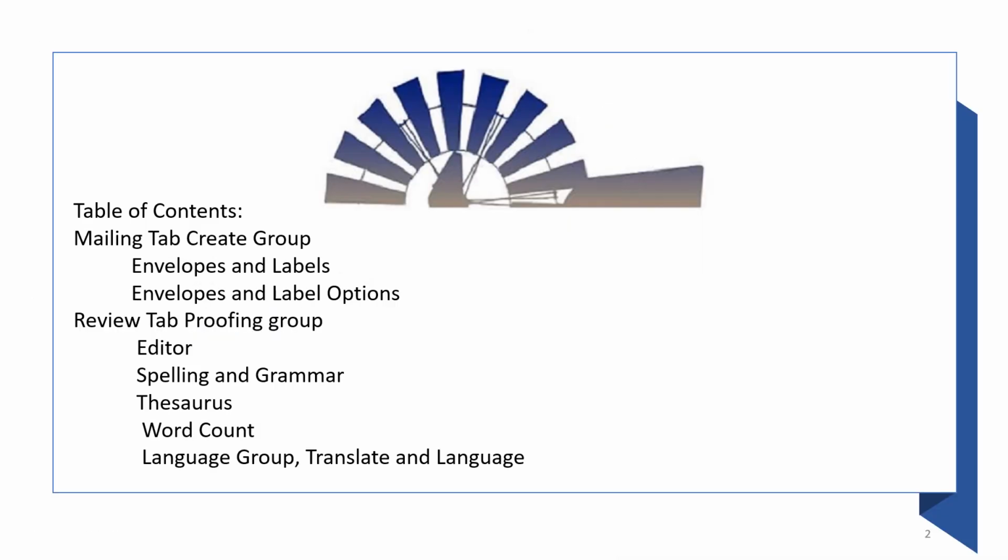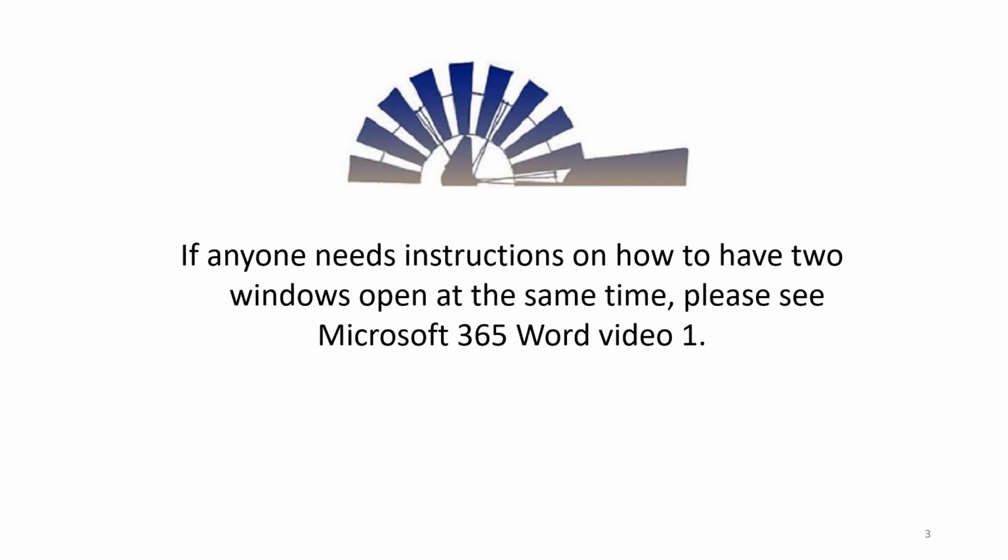Table of Contents: Mailing tab, Create group, Envelopes and Labels, Envelopes and Label Options; Review tab, Proofing group, Editor, Spelling and Grammar, Thesaurus, Word count; Language group, Translate, and Language. If anyone needs instructions on how to have two windows open at the same time, please see Microsoft 365 Word Video 1.